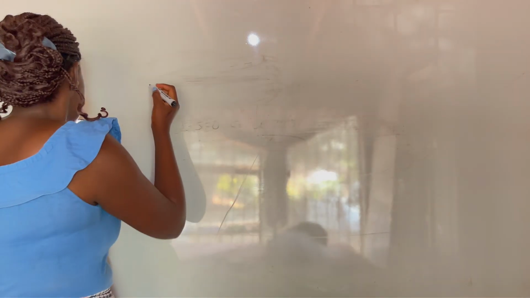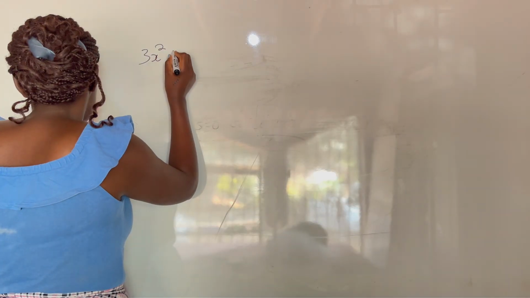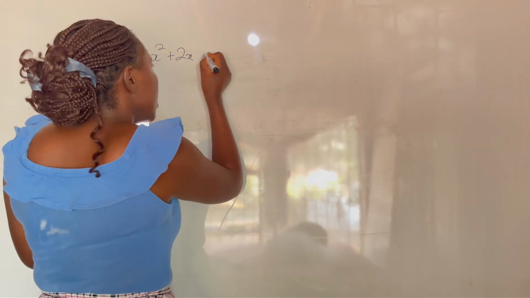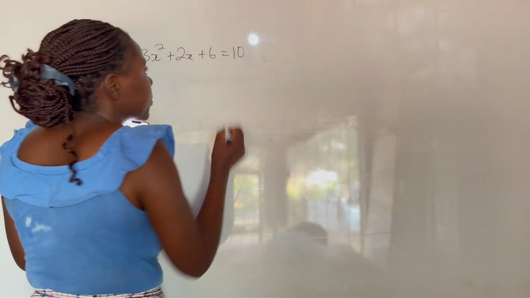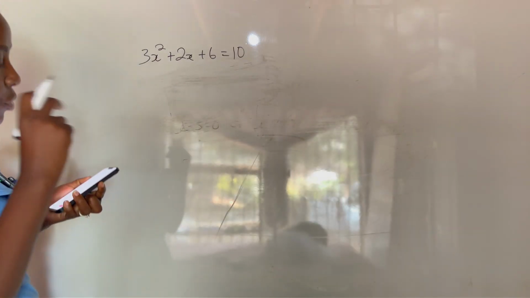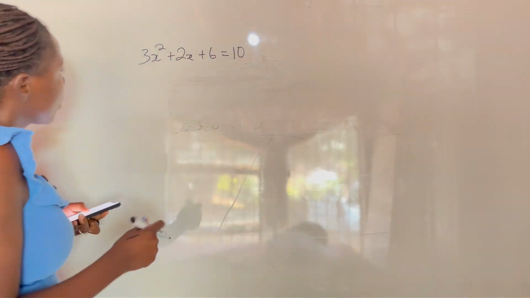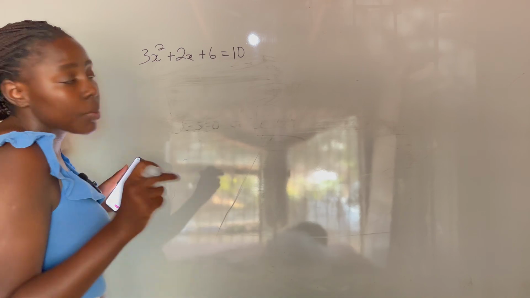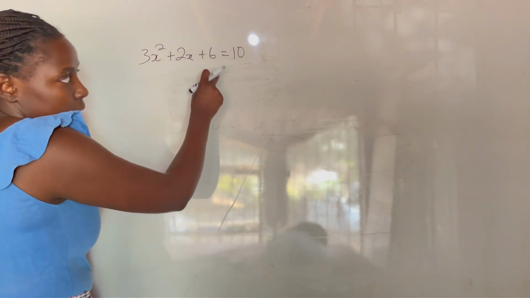Now we're going to the next question, which is question 1.1.2, which says 3x squared plus 2x plus 6 equals 10. They say that we have to correct it to two decimal places. What we have to do first is to take this 10 to the left hand side. Because it's positive 10, when it comes to this side it has to be negative 10.